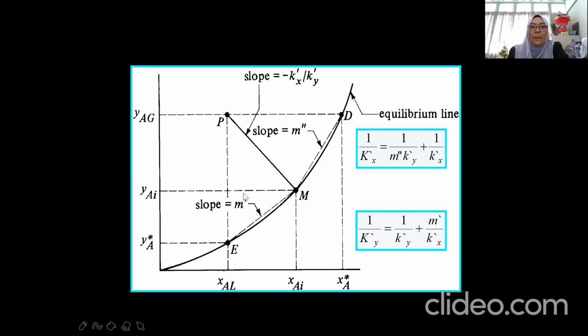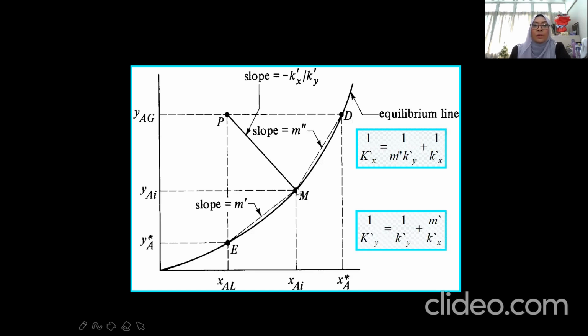For this slope, M prime is used in the gas phase overall mass transfer coefficient, correlated to both film mass transfer coefficients, and M double prime is used in the correlation between the liquid overall mass transfer coefficient and both of the film mass transfer coefficients.